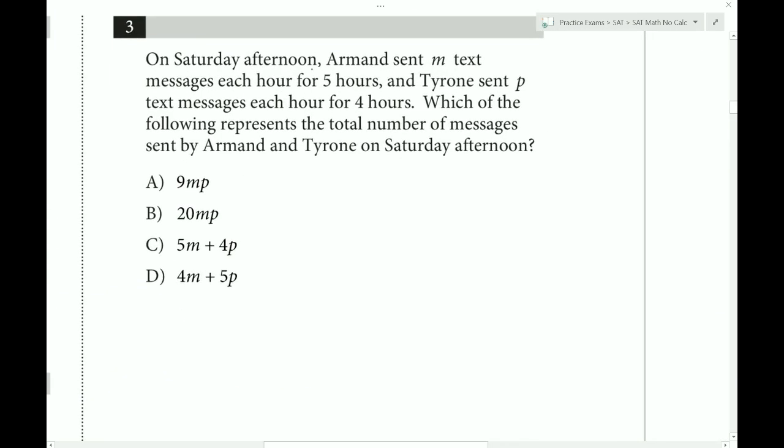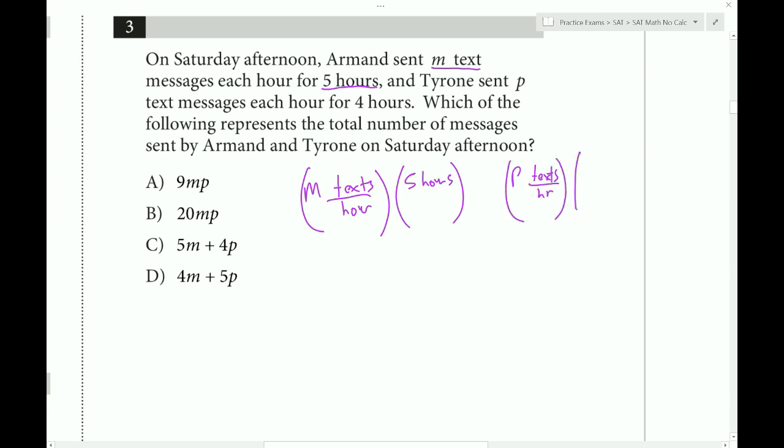Next, on Saturday afternoon, Armand sent m text messages each hour for 5 hours. So that's m texts per hour and 5 hours. Tyrone sent p text messages per hour, p texts per hour, for a total of 4 hours. Which of the following represents the total number of messages sent by both? So we would just have to add these up. So we get 5m plus 4p.